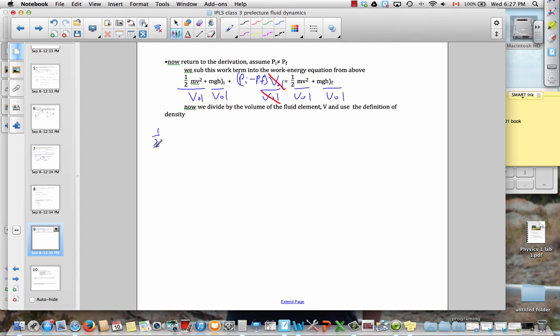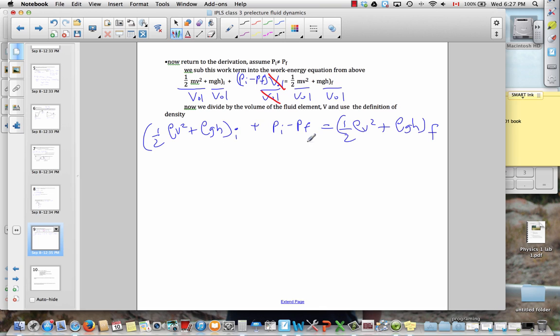So we can say 1/2 mass over volume will be rho v squared plus mass over volume will be rho gh. So the initial value of that. And so that's really an energy per unit volume. So that's in units of joules per cubic meter. And then that was the pressure difference. And then on this side, it'll be 1/2 rho v squared plus rho gh final. And you remember my sort of calligraphy comment that you had to make your rho's look different from your p's.